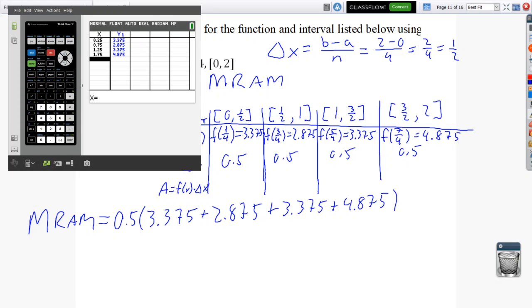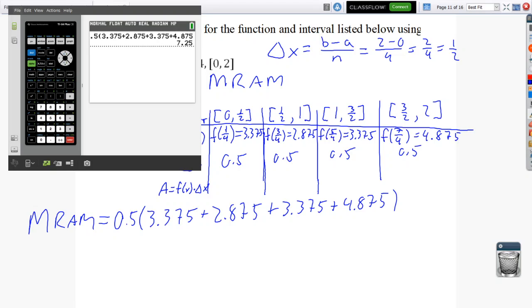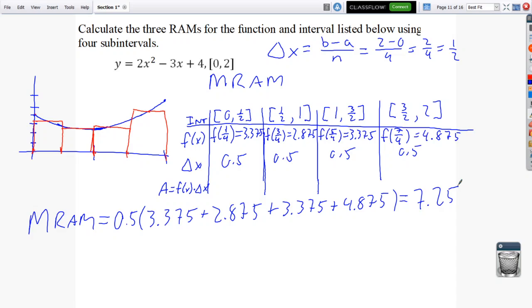Move it so that we can see and pull up my calculator, go to the home screen. I know that I am doing 0.5 times the quantity of 3.375 plus 2.875 plus 3.375 plus 4.875. Make sure I typed them in all right. 7.25. And there we have calculated for us an LRAM, an RRAM, and an MRAM. All of the RAM family is together.